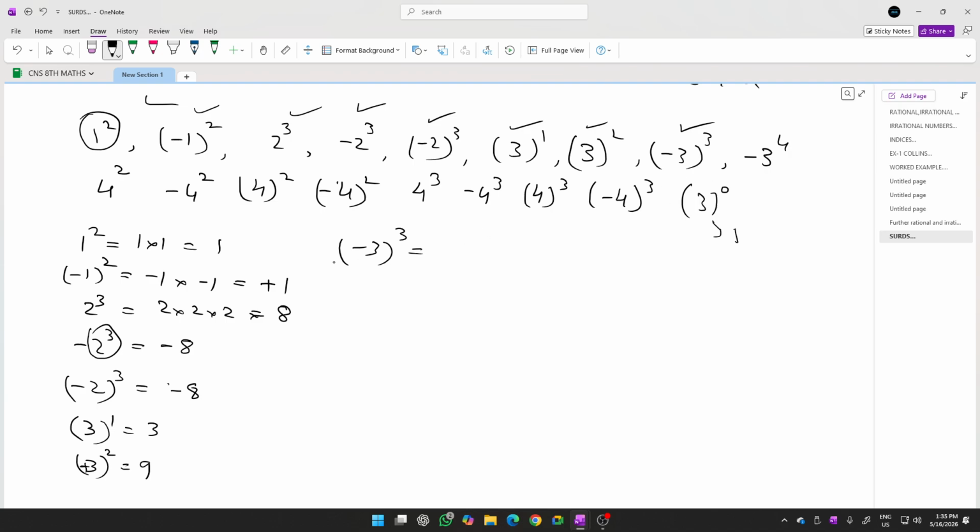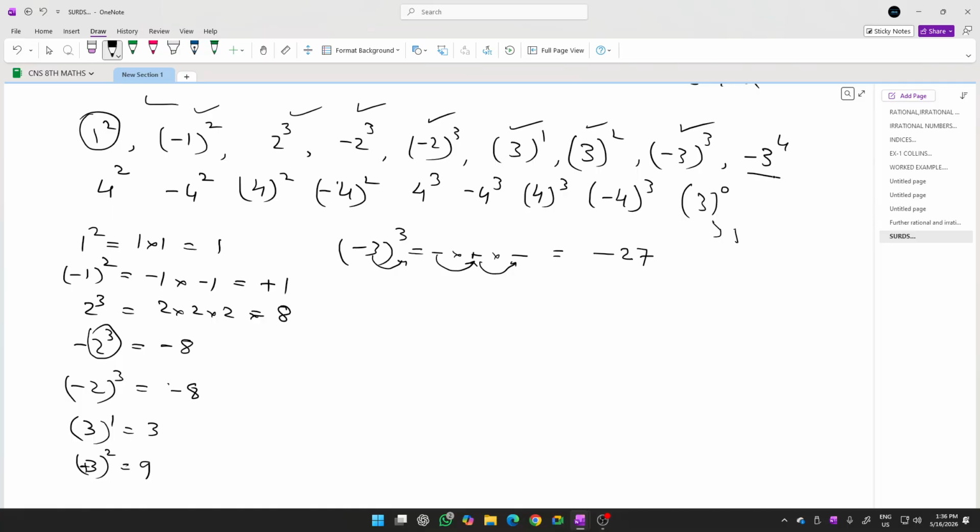Right. Then now this will be read as minus 3 the whole cube. So this whole cube means this minus also you will have to multiply 3 times. Minus into minus, plus, plus into minus, minus. So the answer will be minus. And then you take this 3 and multiply again 3 times. So 3 into 3 is 9, 9 into 3 is 27. So answer will be minus 27.